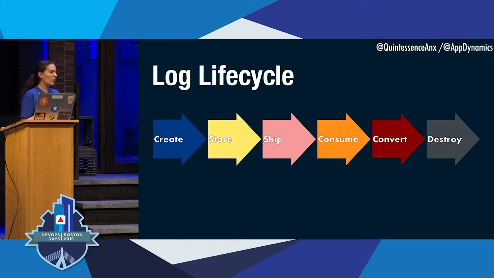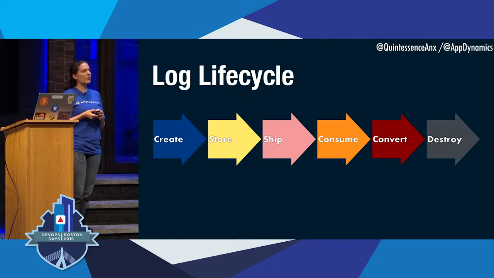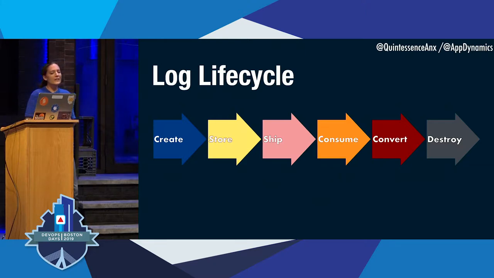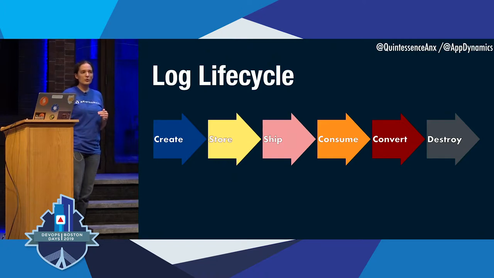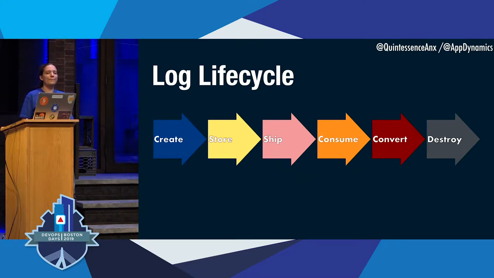You have a service or an app, and it's creating a log. That log is written to disk. That log file or log entry is shipped somewhere. It is consumed and converted, which can happen kind of in either order. And the conversion just means making it hierarchical, like JSON or something that's usable by you. And then, of course, after a certain point, depending on your regulations or needs, at some point you'll need to destroy the data. And you'll need to do that safely as well.